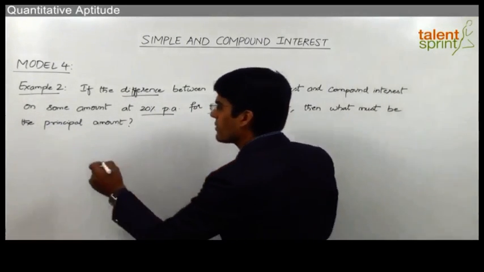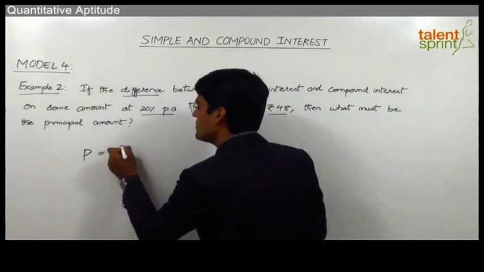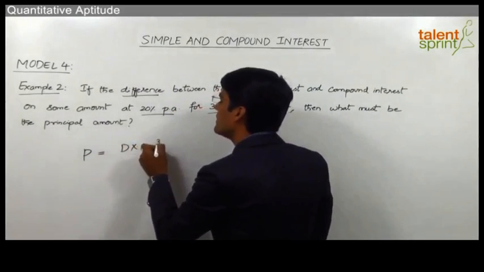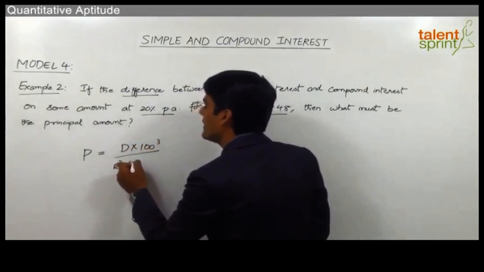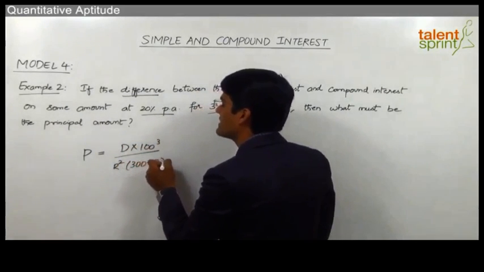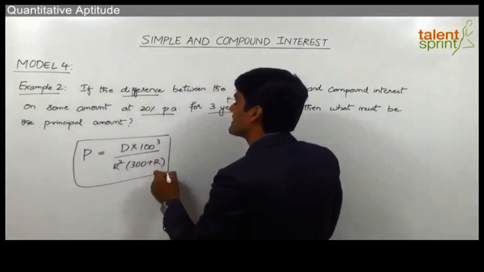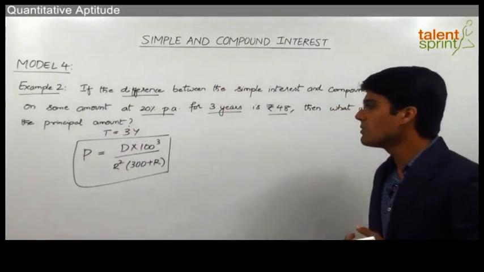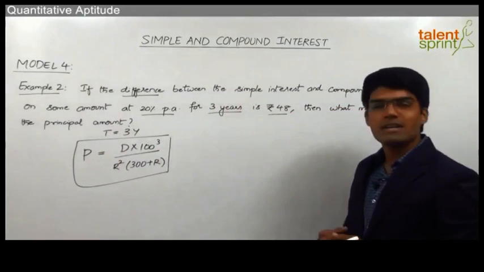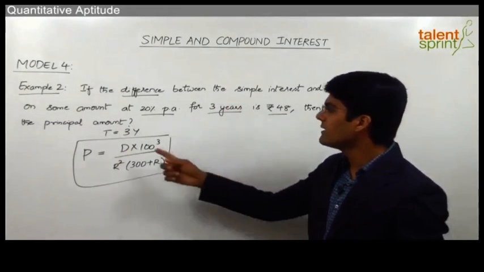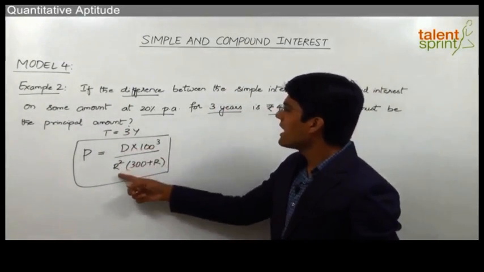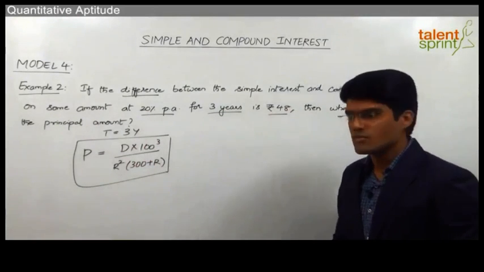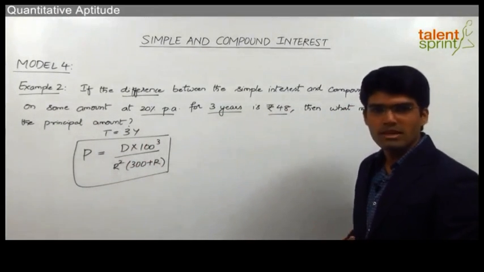Now we know that the formula to be used here is P equals D into 100 cube divided by R squared into 300 plus R, since the time period is given as 3 years. So for 3 years, we use the formula as shown. So P should be equal to difference into 100 cube by R squared into 300 plus R. We know that the difference is 48 and rate of interest is 20% per annum. So let us substitute the values and find out the principal amount.